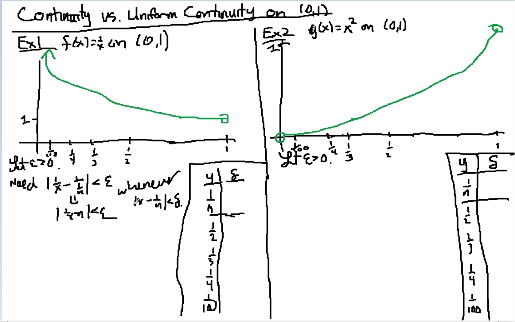So I have two inputs along the x-axis. I have an x and I have 1 over n. And when I plug them into the function, I get 1 over x and n. And I need 1 over x minus n to be less than epsilon. Great. Let's do some algebra.